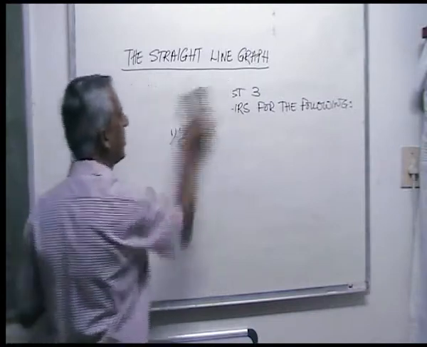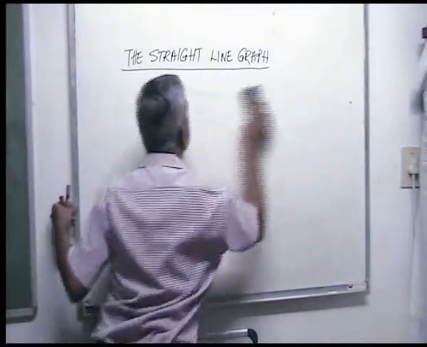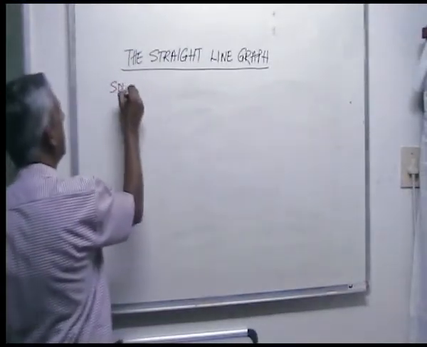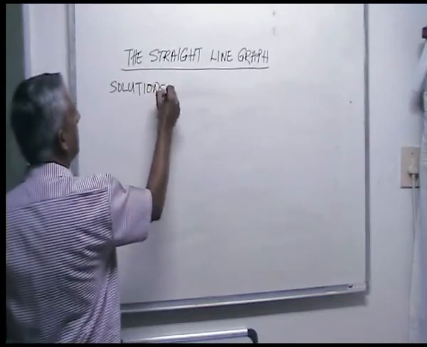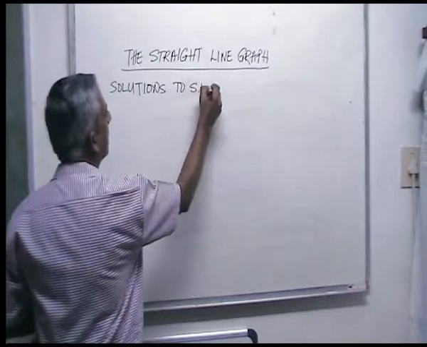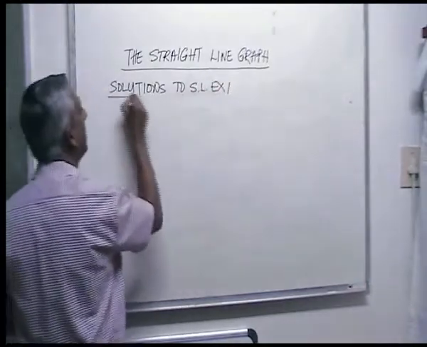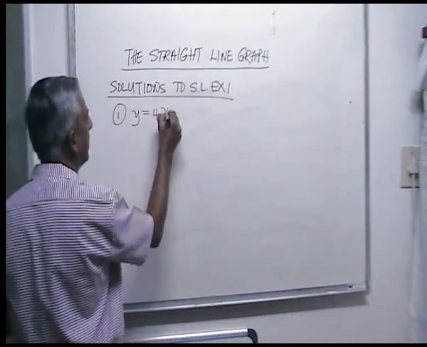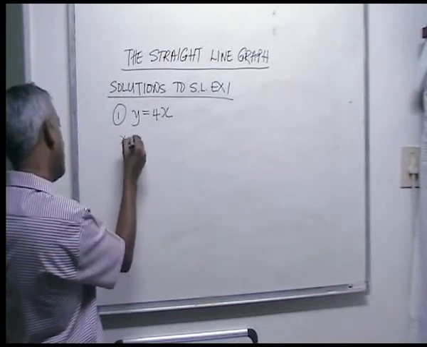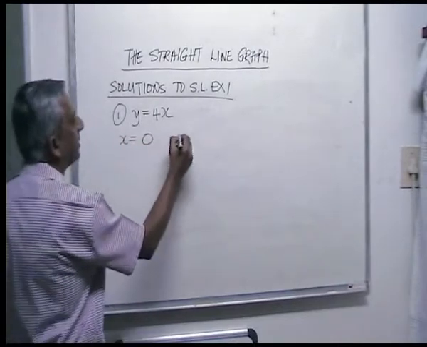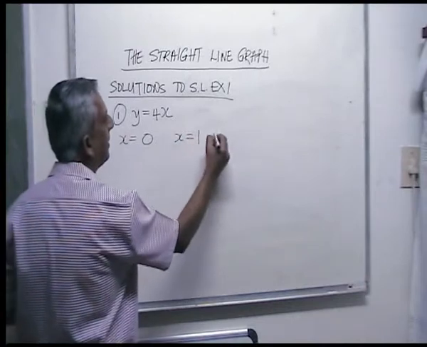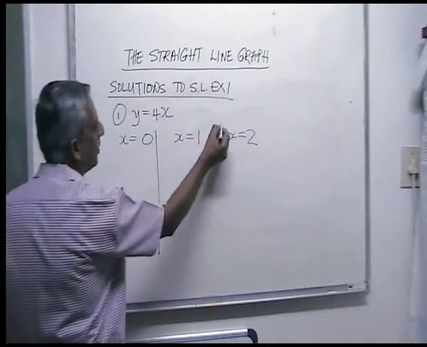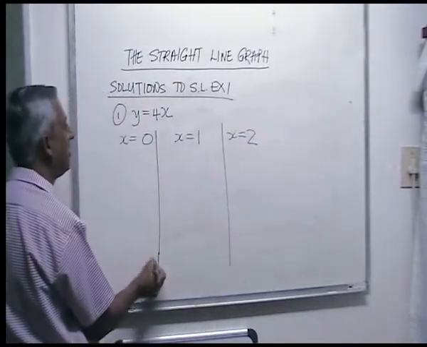So let's find the answers for number 1. Right, let's get all this out of the way first. Sorry about that. Okay, so number 1, we're now giving you the solutions to straight line graphs exercise 1. Okay, number 1 was y is equal to 4x. And let's say you chose x equal to 0, x equal to 1, x equal to 2. I should have told you to choose these numbers so the marking became easy.